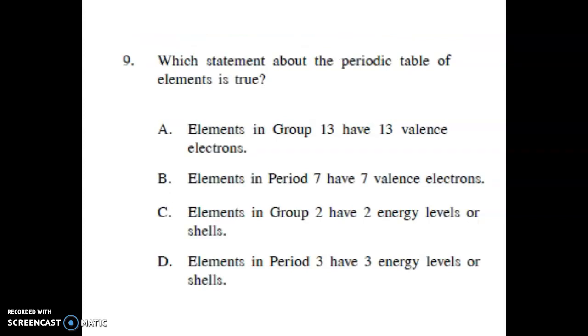Question 9. Which statement about the periodic table of elements is true? A. Elements in group 13 have 13 valence electrons. B. Elements in period 7 have 7 valence electrons. C. Elements in group 2 have 2 energy levels or shells. D. Elements in period 3 have 3 energy levels or shells.